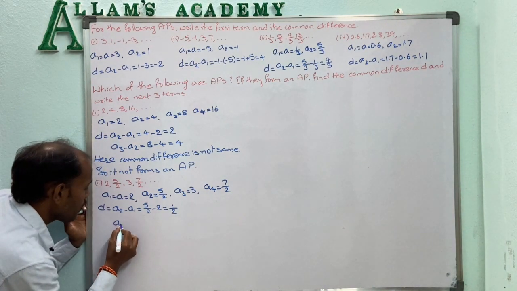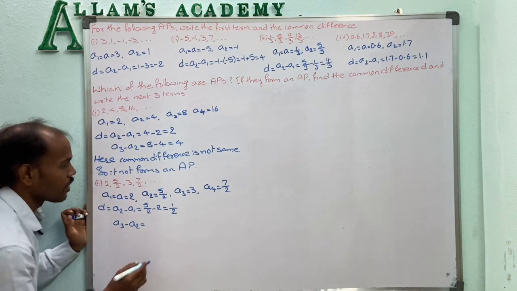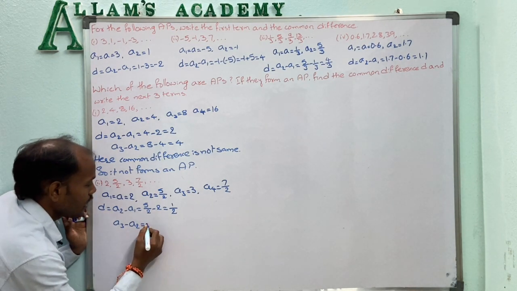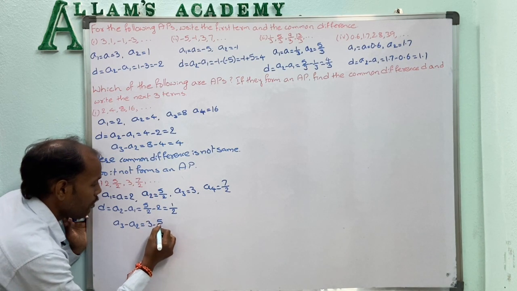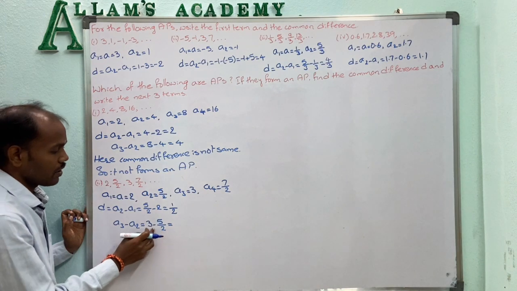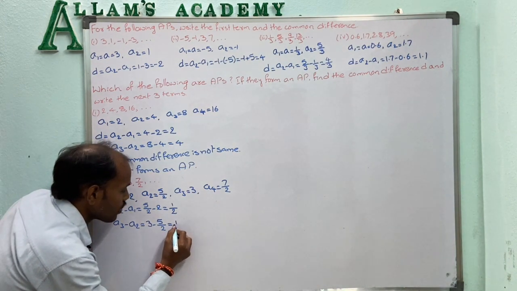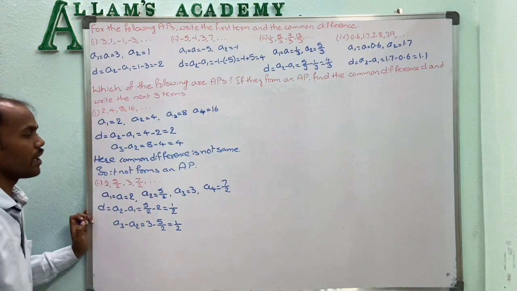Now finding A3 minus A2. A3 minus A2 is equal to 3 minus 5 by 2. Here also the LCM is 2. So 3 2's are 6, and 6 minus 5 is 1 by 2. So here also we get 1 by 2.